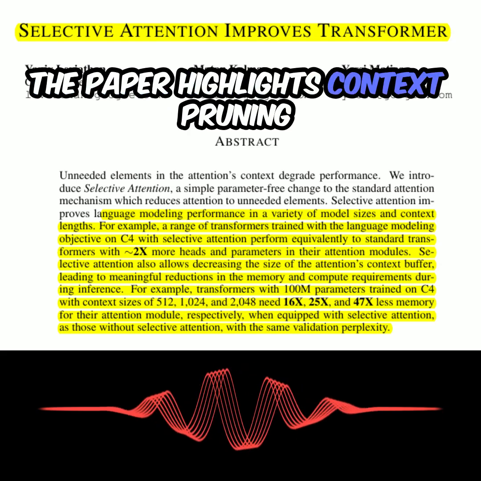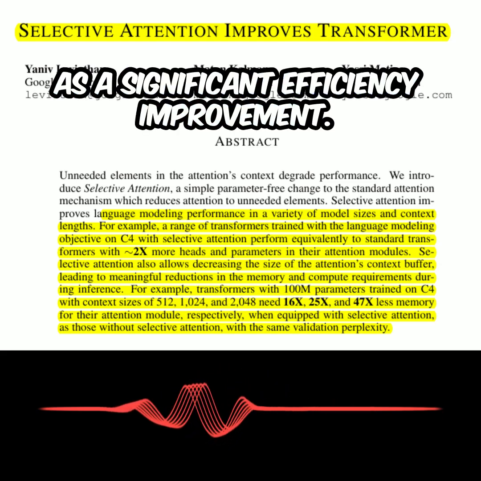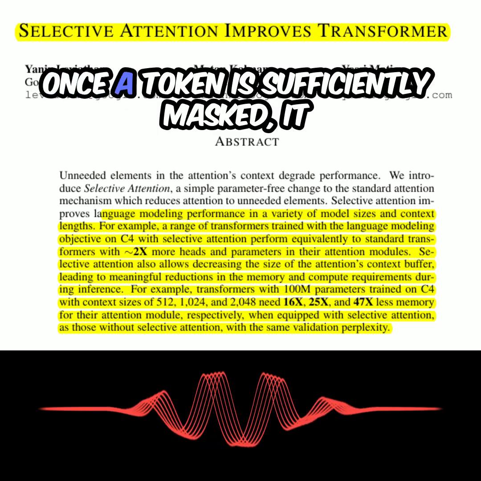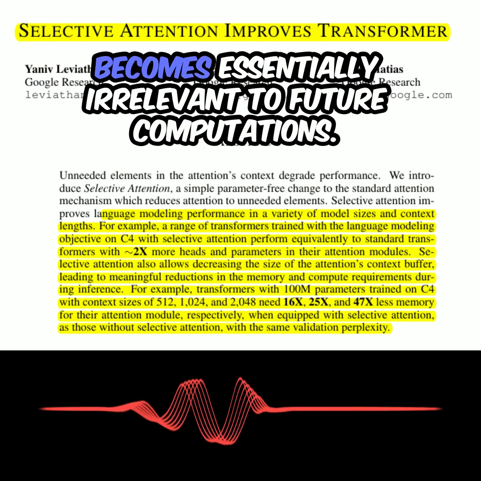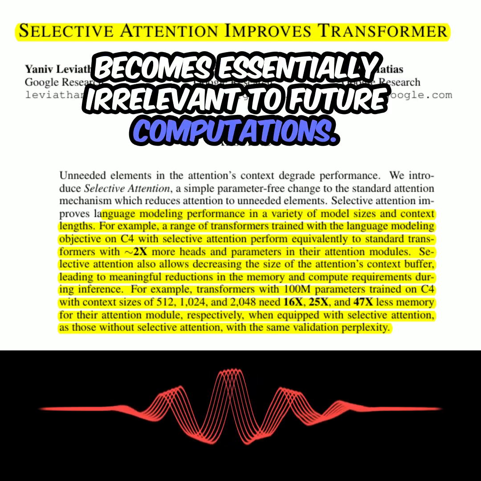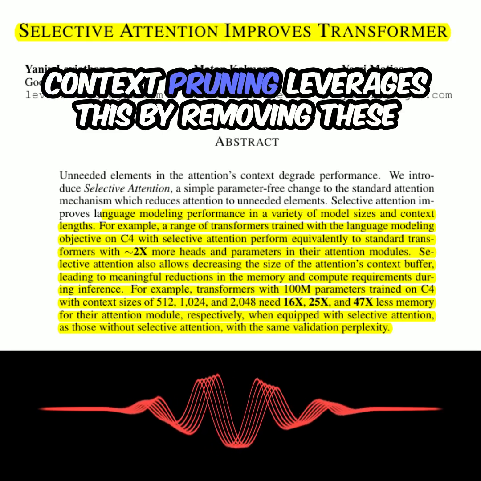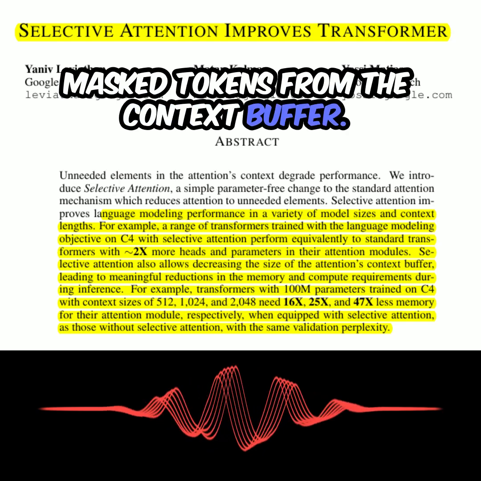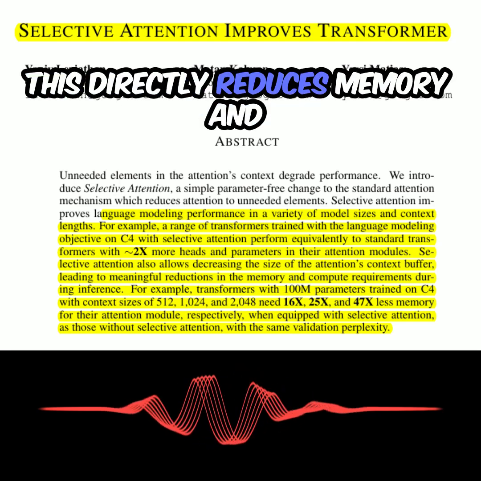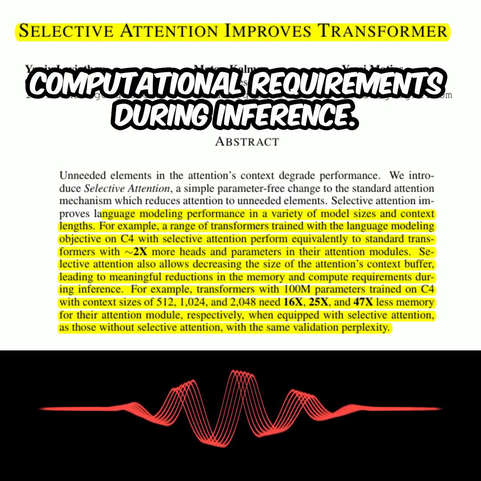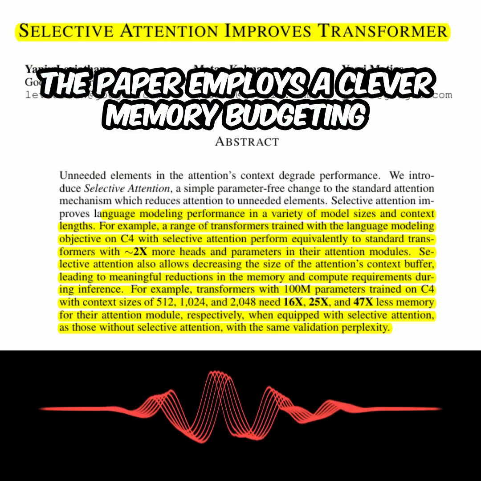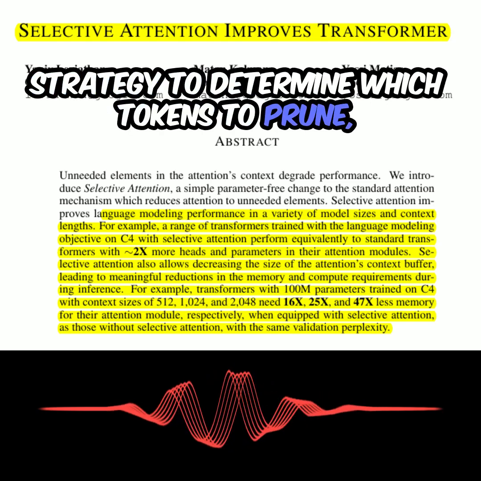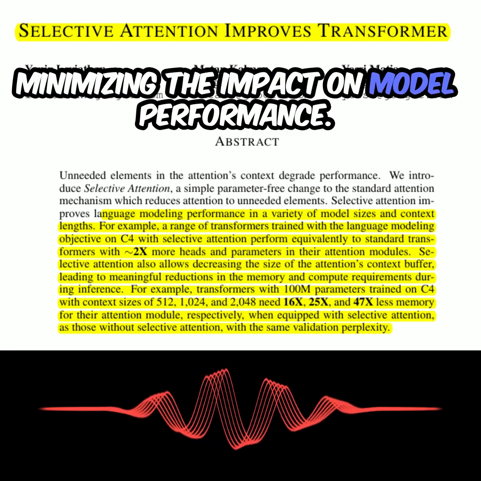The paper highlights context pruning as a significant efficiency improvement. How does selective attention facilitate this? Once a token is sufficiently masked, it becomes essentially irrelevant to future computations. Context pruning leverages this by removing these masked tokens from the context buffer. This directly reduces memory and computational requirements during inference. The paper employs a clever memory budgeting strategy to determine which tokens to prune, minimizing the impact on model performance.